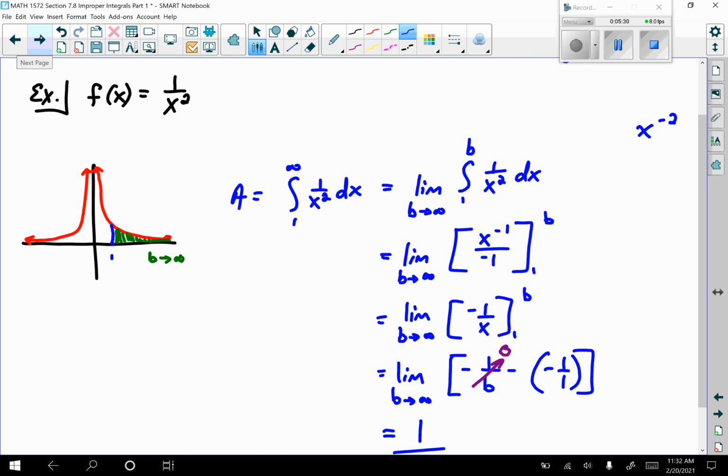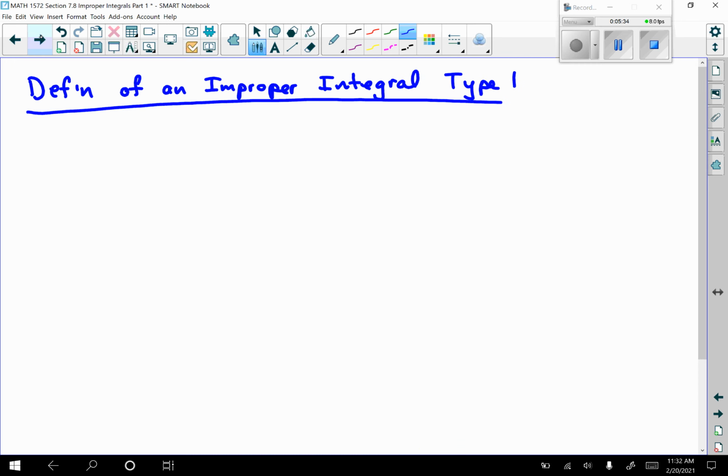All right, so let's formally define the ways we can rewrite these improper integrals. I'll call this the definition of an improper integral of type 1.